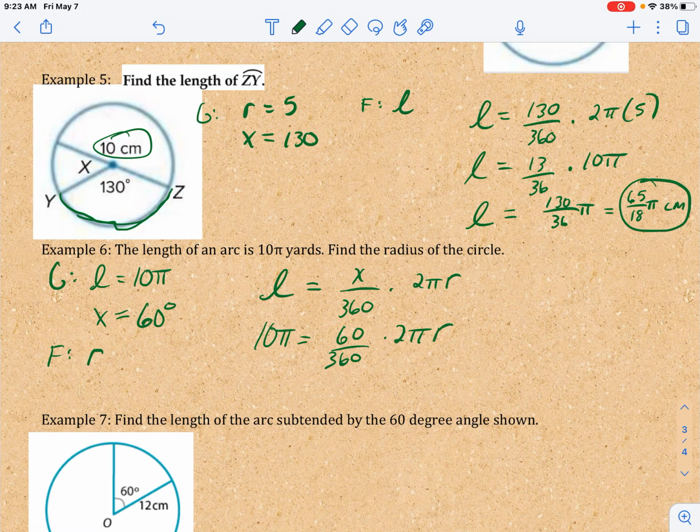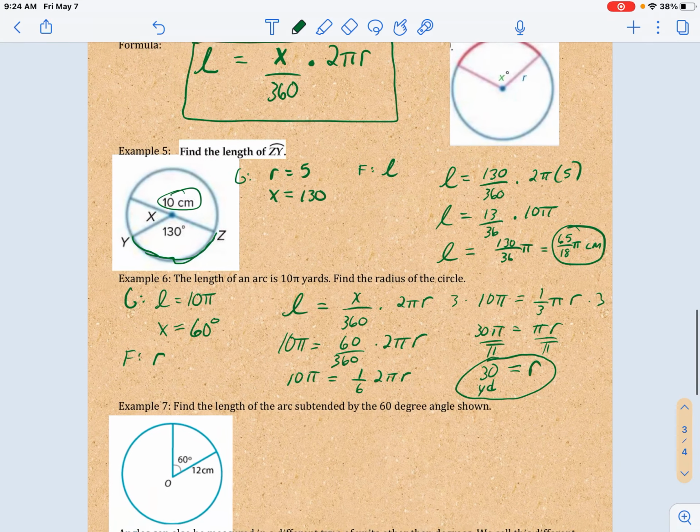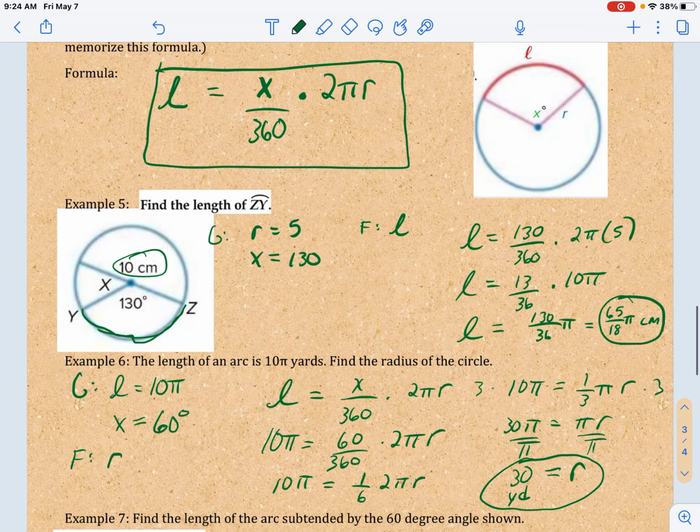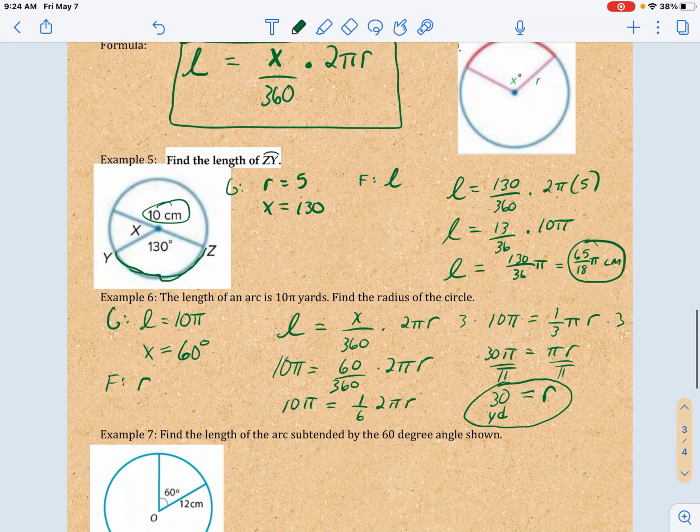times 2 pi r. Now this will simplify to give us 10 pi equals 1/6 times 2 pi r. So 10 pi equals 1/3 pi r. We multiply by 3, we get 30 pi equals pi r. Divide by pi, and we get 30 equals r, 30 yards. So again, I'm just plugging into a formula. It's just formula work. I was trying to find the radius in that problem, so my apologies, I didn't give you a central angle.